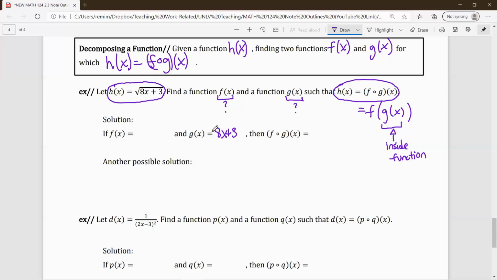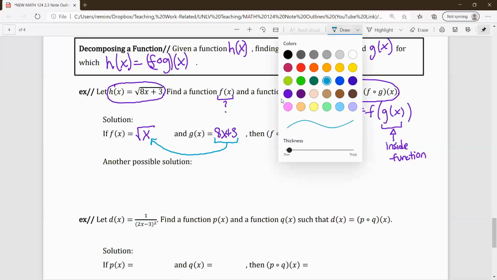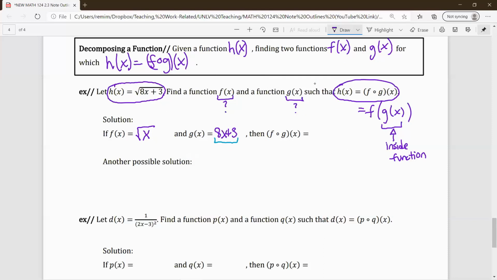Well, we got the inside, the 8x plus 3, but we don't have the square root part. So let's put that there and then put x inside. And that should work, because if we took this 8x plus 3 and plugged it in right there for x, it is going to give us this original function. So basically we do already know that that is going to work, but let's just check it over here. So if we think that this is our solution, then we're going to write this or rewrite it like that, and then work from the inside out.